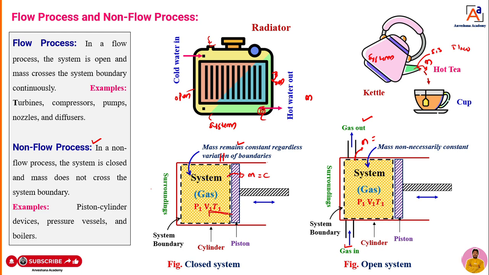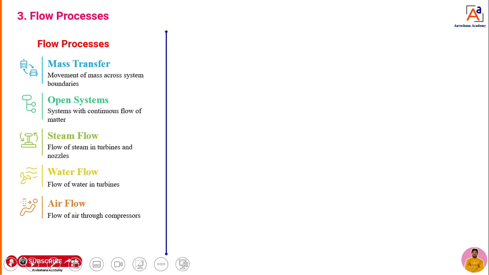Flow process is a process in which what happens? The mass is going to cross the system boundary. That we can see in an open system. We can take an open system in which mass is going to cross the system boundary. This is about flow process and non-flow process, dear students.